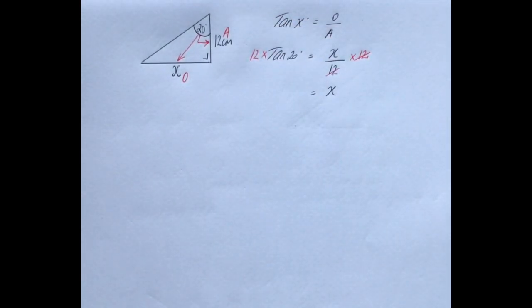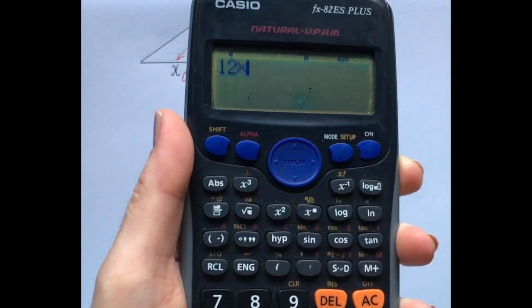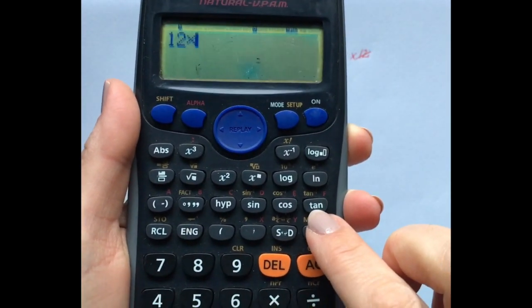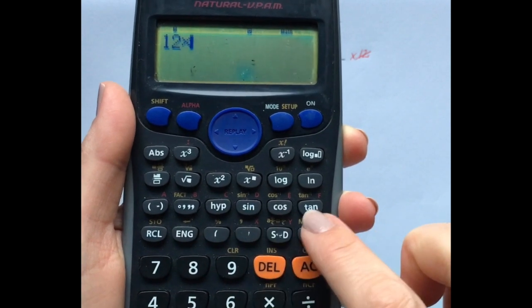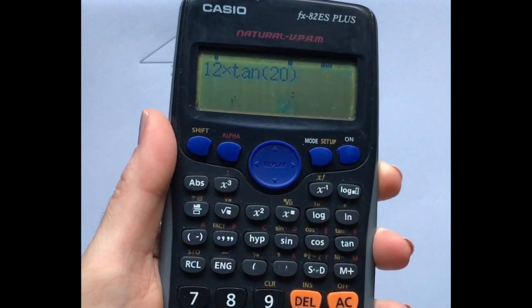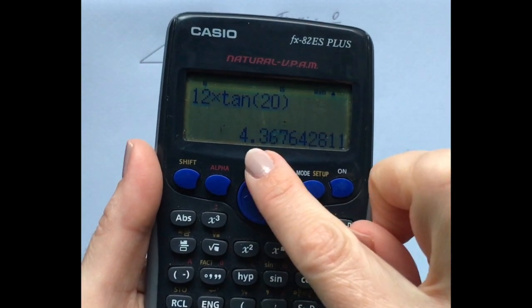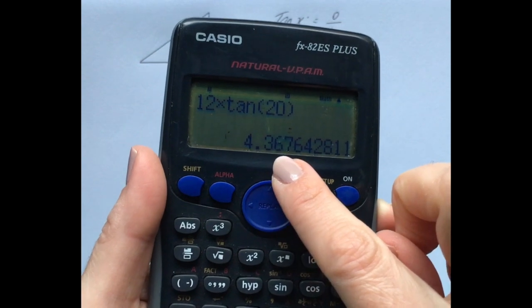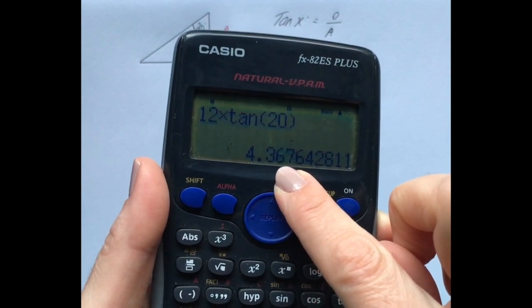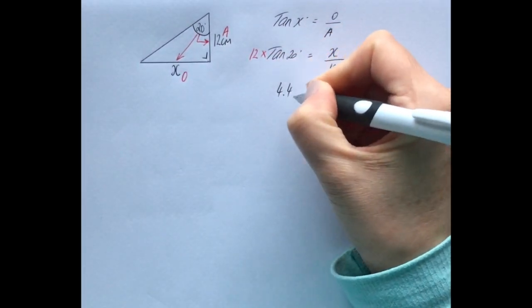So now on the calculator, I'm going to do 12 times, and here's tan. See, they're in a row here: sine, cos, tan. So press your tan, and it's 20 degrees, close your bracket, press equals, and we'll do it to one decimal place again. So we have 4.3. Remember, always look at the number after. That's a 6, which is of course going to make that 3 bump up. So I'll be left with 4.4 centimeters.